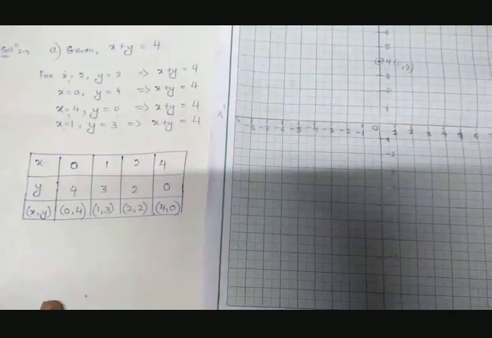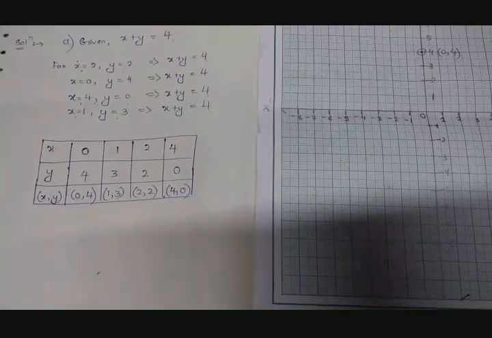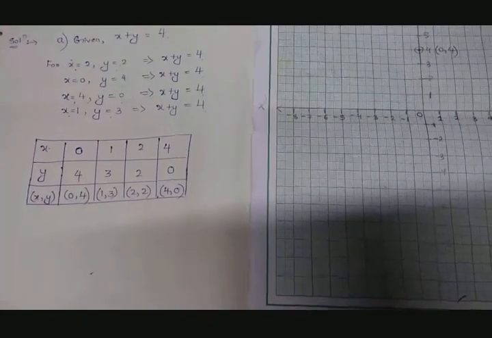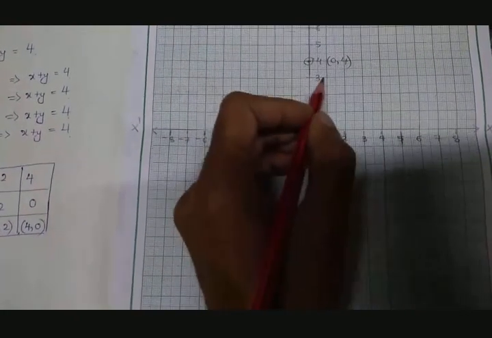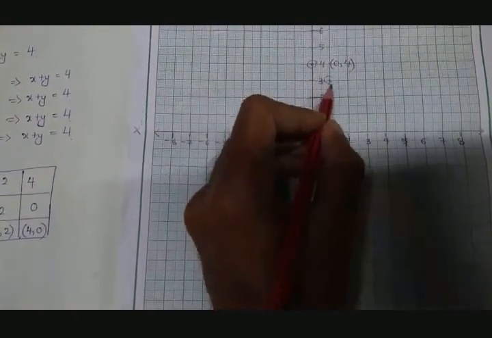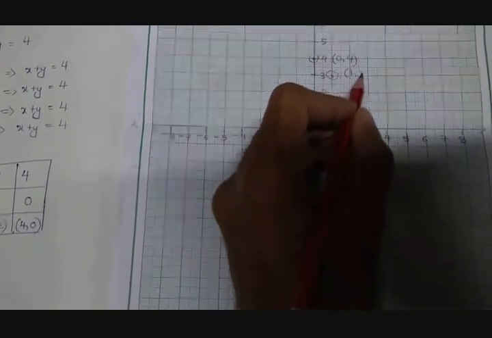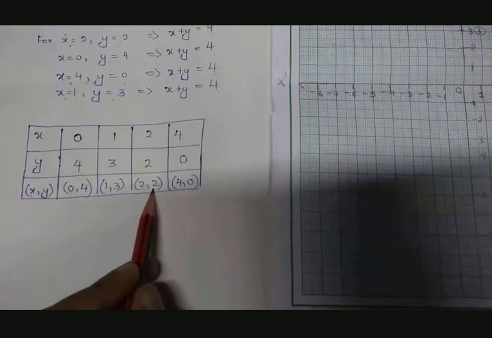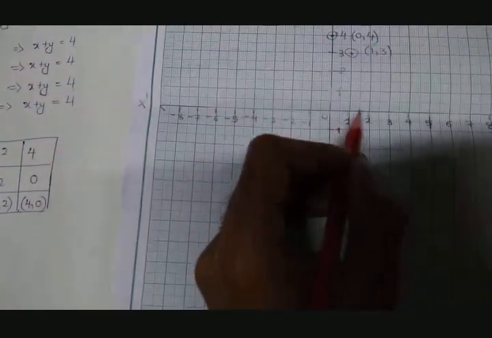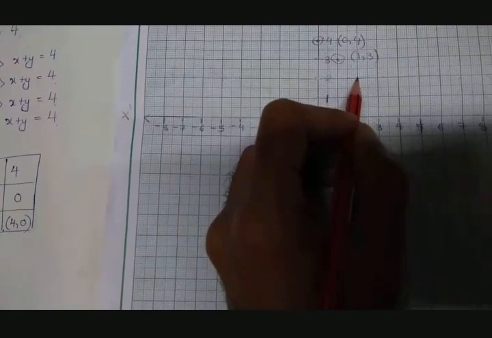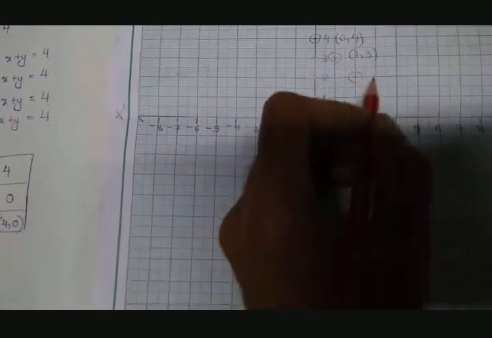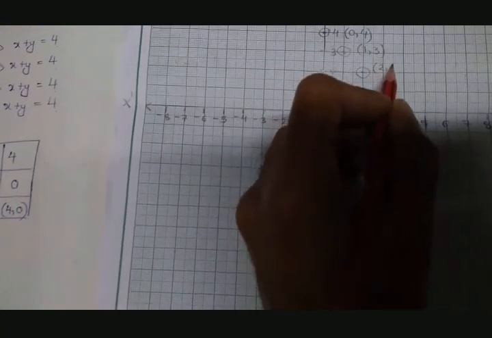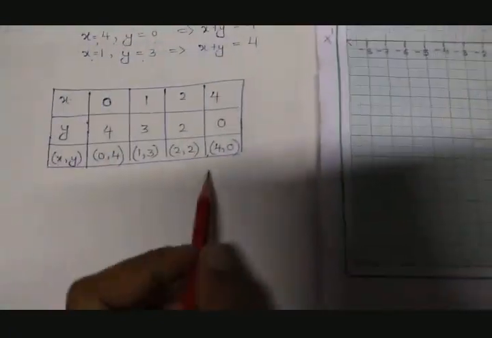Now the next point is (1, 3). So the x coordinate is 1 and the y coordinate is 3. So now this point is known as (1, 3). Now the next coordinate is (2, 2). That is, the x coordinate is 2 and the y coordinate is also 2. So now this point is known as (2, 2).